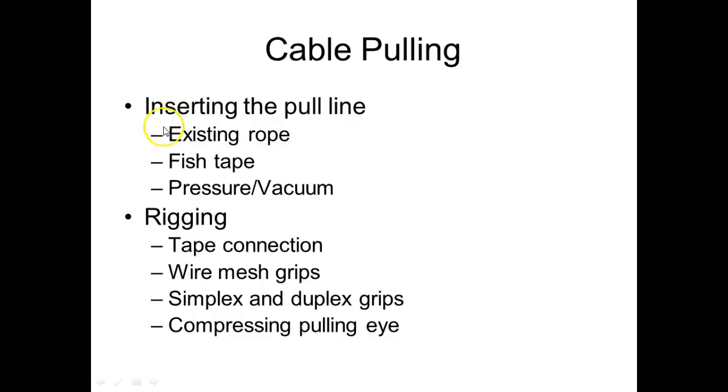Insertion options: pull line, existing rope, fish tape, and pressure vacuum, which is pretty neat. So we got guys. I'm going to show you one which is a sure enough high dollar vacuum pressure system that they pull it through. But then there's some videos where guys use shop vacs.